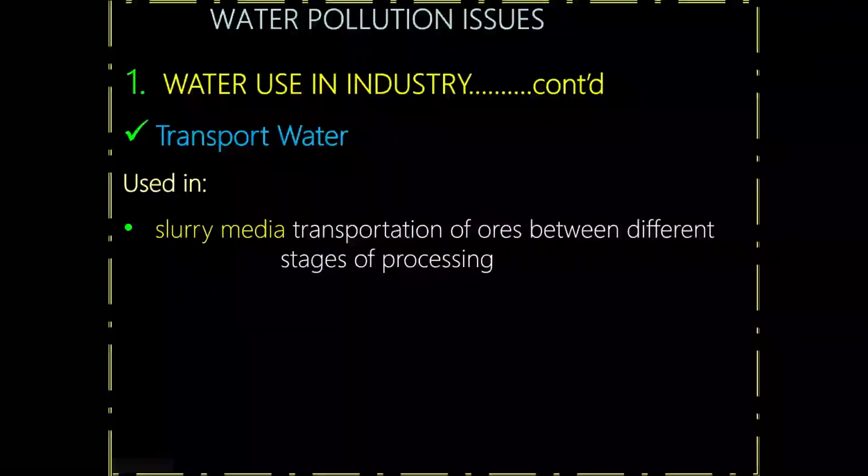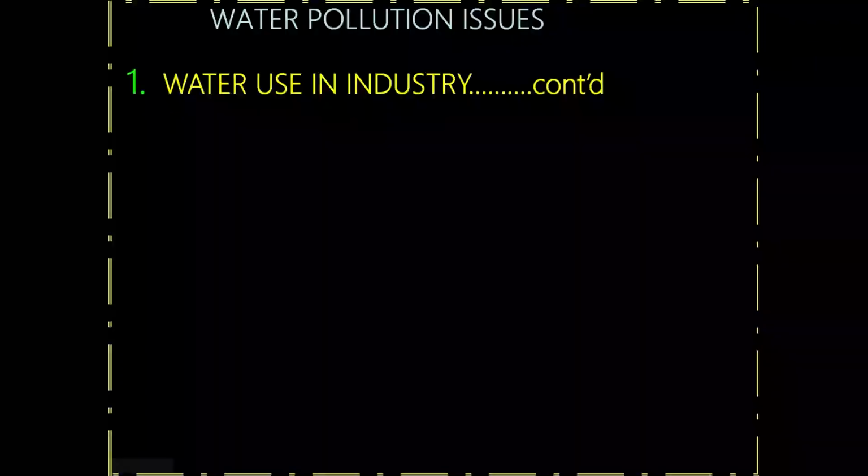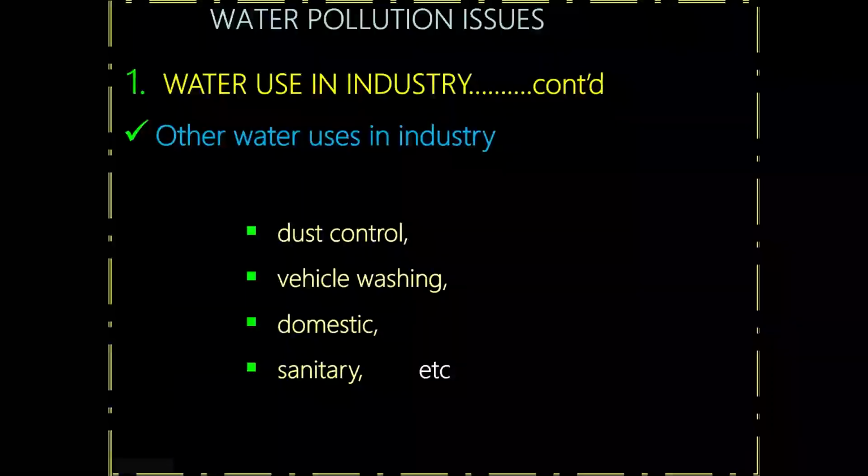The thing is, the water being used, the intention is to cool the equipment and to remove heat from the work environment. However, it also finds its way, the heat from the cooling finds its way into the work environment. That can affect the individual in that work environment. Other water uses in the industry: dust control, vehicle washing, domestic, and sanitary.